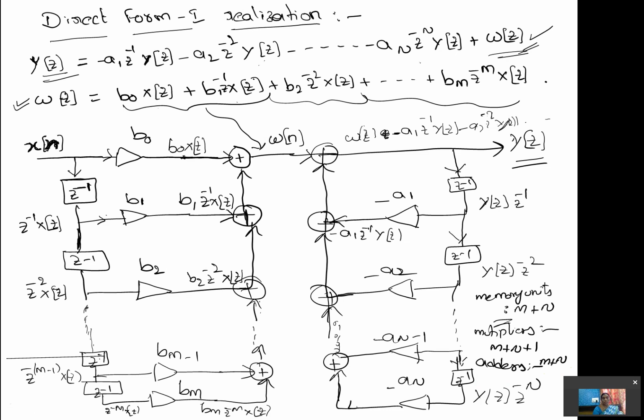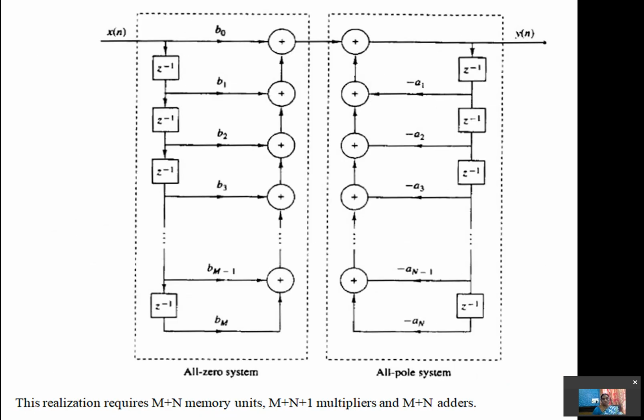And then finally it looks like this. Okay, see this. And then we just call it as here. First part is nothing but all zero system. Second part is all pole system.